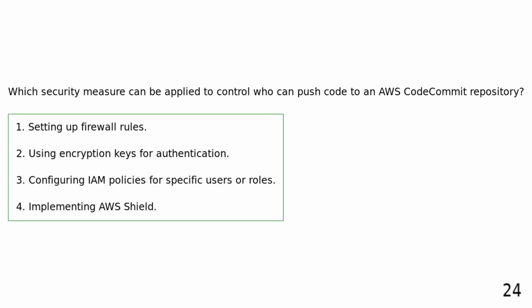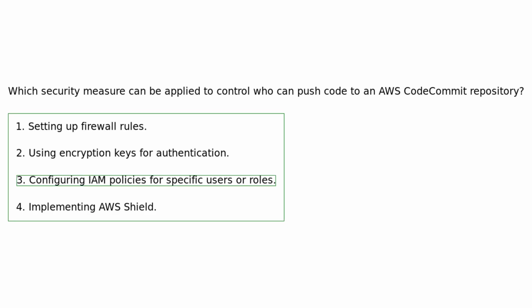Which security measure can be applied to control who can push code to an AWS CodeCommit repository? Setting up firewall rules. Using encryption keys for authentication. Configuring IAM policies for specific users or roles. Implementing AWS Shield. IAM policies are used to control permissions, including who can push code to a CodeCommit repository.